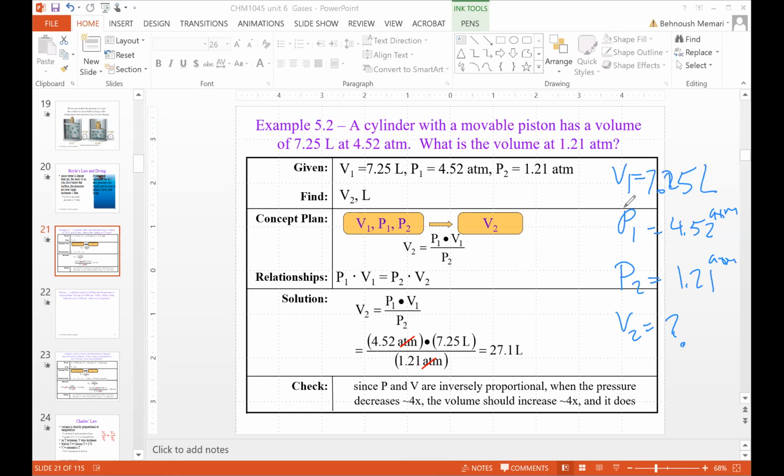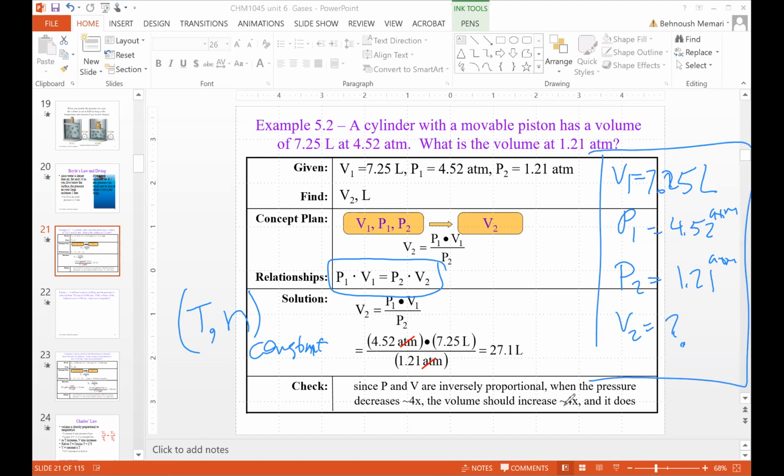There is no word of temperature. They didn't say anything about temperature, and they didn't say anything about the number of moles. If there is no information about temperature or the number of moles, that means those two are constant. If they are constant, then we know that we can use Boyle's law. And what is Boyle's law? P1 V1 equals P2 V2. You have the list of all data, you recognize which formula you have to use, then you just plug in the numbers.